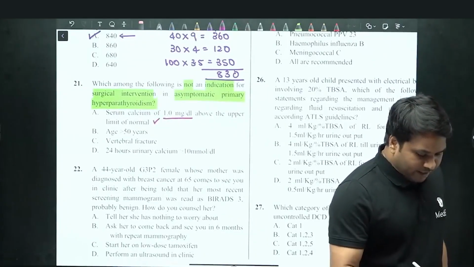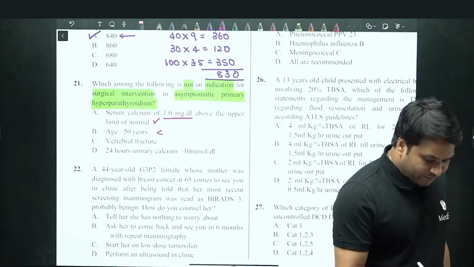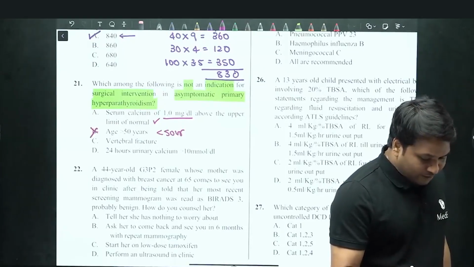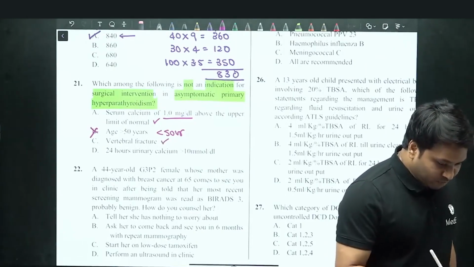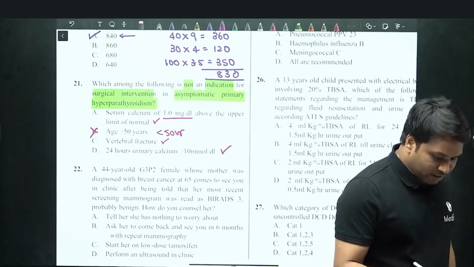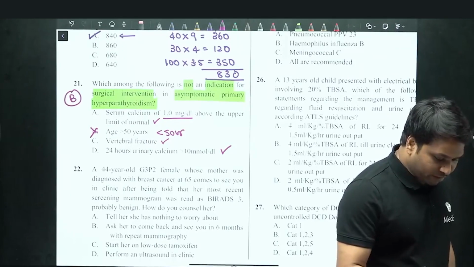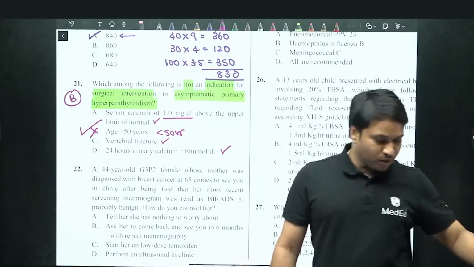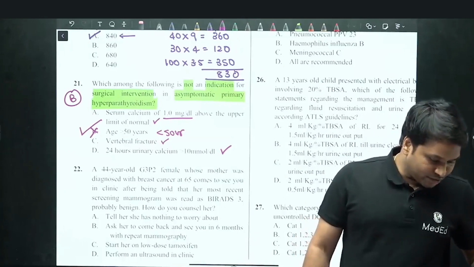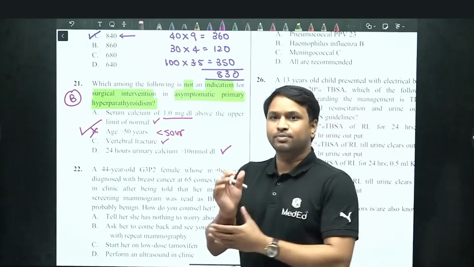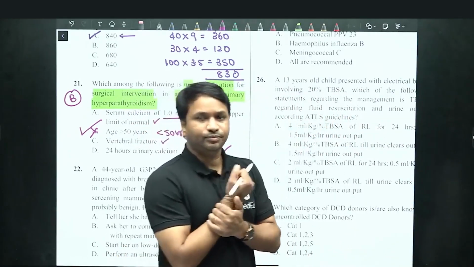So if you go back to our original question, serum calcium of 1 milligram per deciliter above the upper limit is correct. Age should be less than 50, not more than 50. So this is wrong. Vertebral fractures, all pathological fractures is an indication. 24-hour urinary calcium, if it is more than 10 millimoles per liter, is correct. So answer here is going to be B for Bombay. So age less than 50 is an indication for surgery, not more than 50. So 21 is B for Bombay. Clear?